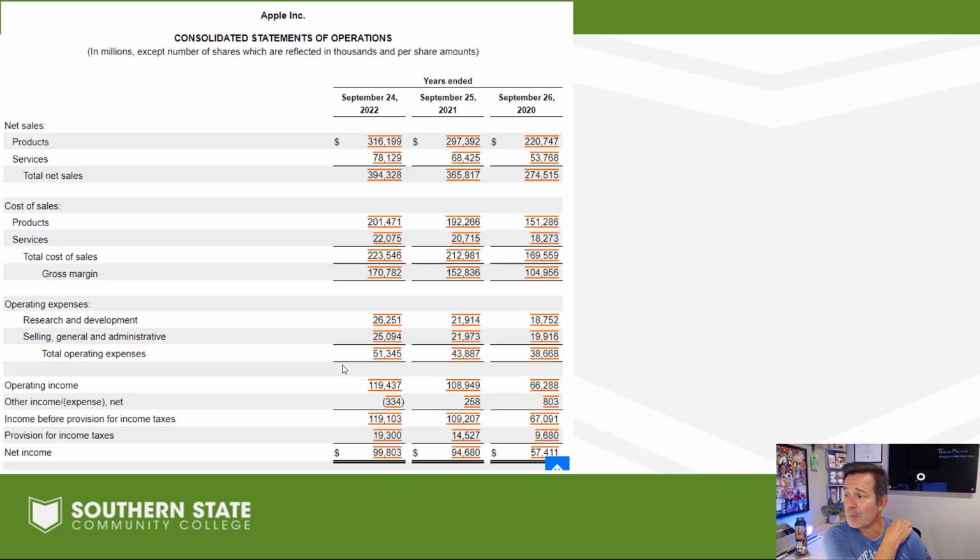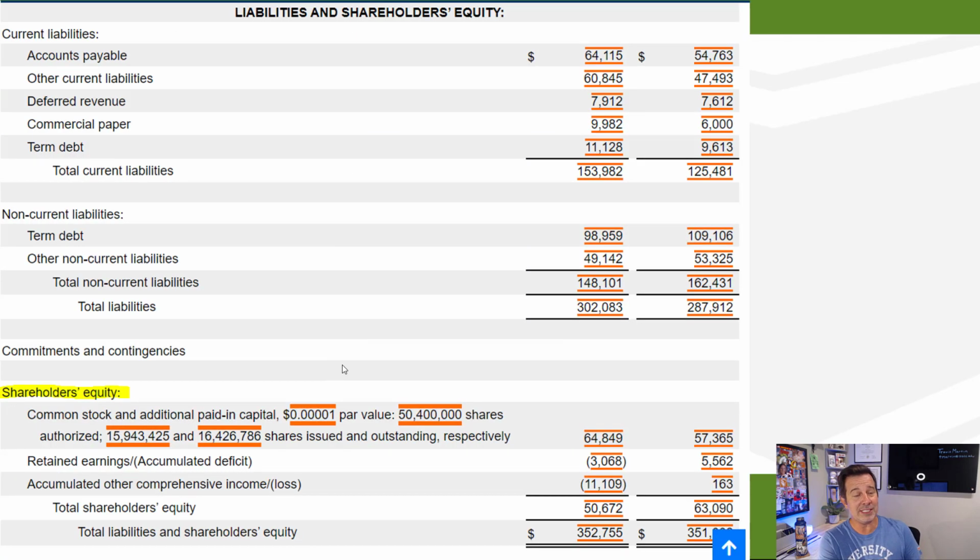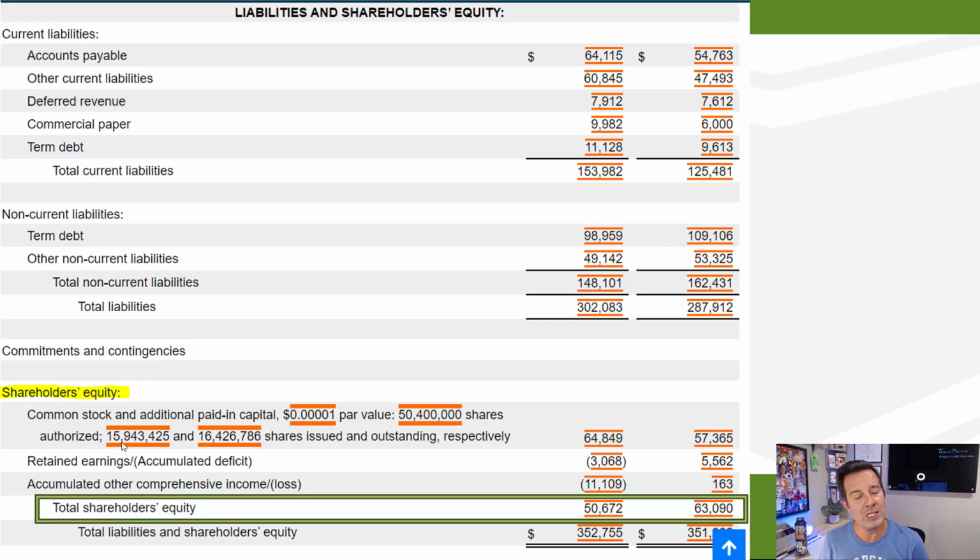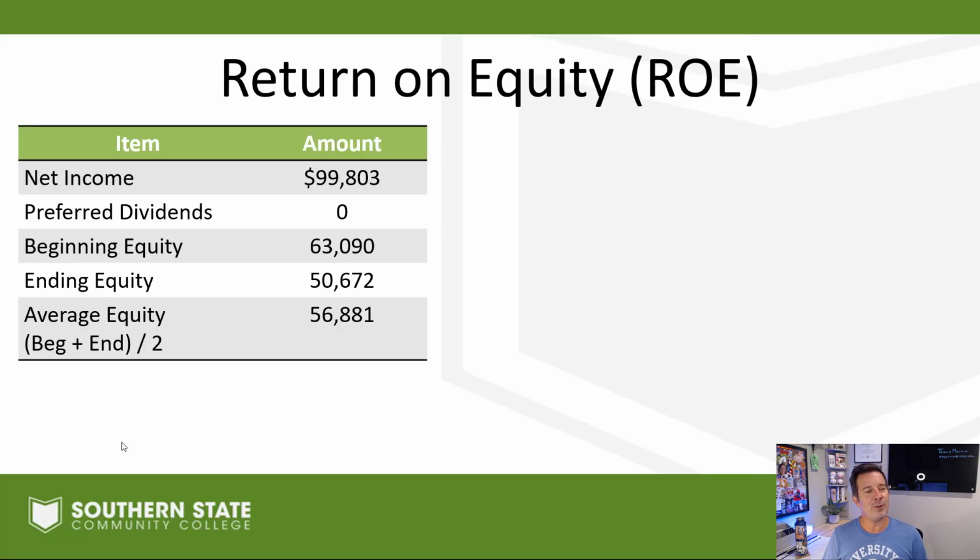Here's Apple's income statement. Again, we need that net income number. We got to go to the balance sheet, to the equity side of things, and we see we got common stock here, but we don't see anything about preferred stock. If they had preferred stock, it would be under stockholders' equity. So we don't have to worry about preferred dividends. We do need the total shareholders' equity. I put the pertinent information on one little table here for you. You can see the information there.